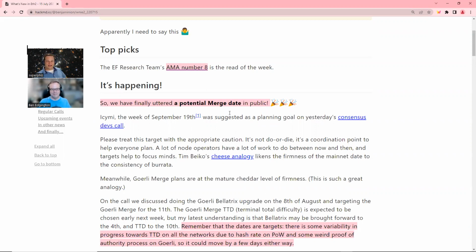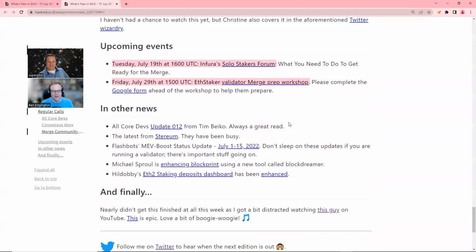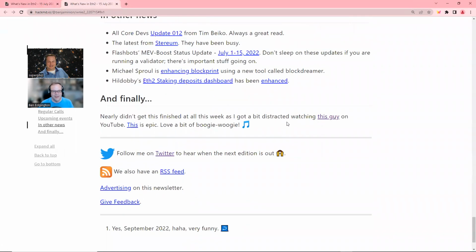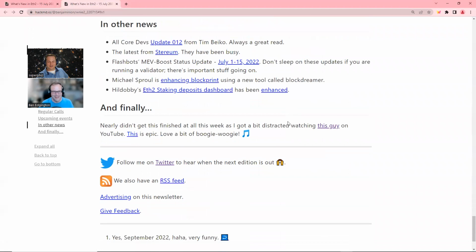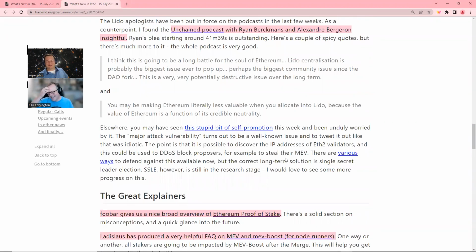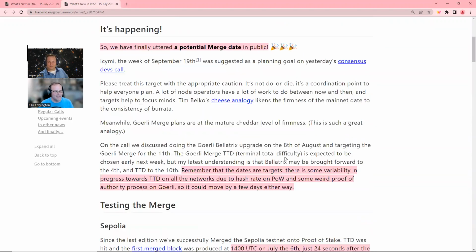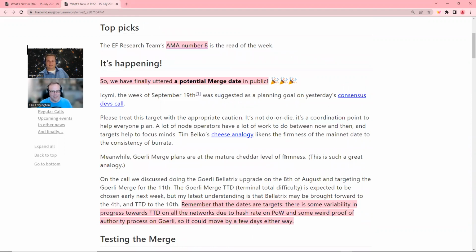Someone finally uttered a potential merge date in public. In case you missed it, September 19th. So this came out of the week of, I have to say, the week of. Sorry. This came out of the consensus devs call on last, yes, a footnote at the bottom there, September 2022. Oh yeah, that was Buddha's comment. Tim didn't say a year. So this came out of the consensus devs call on Thursday last week.